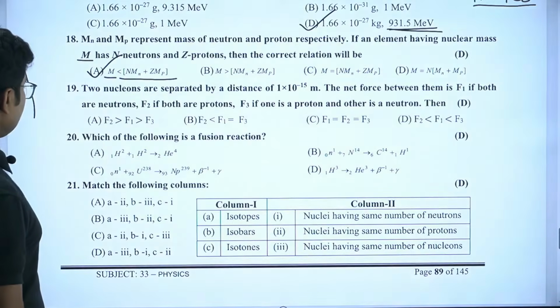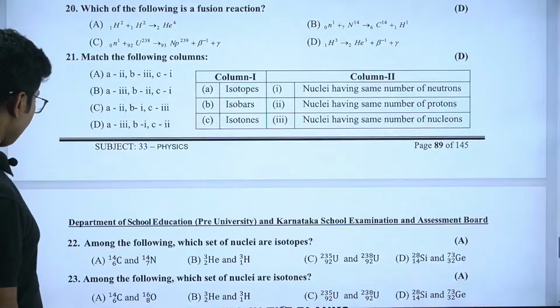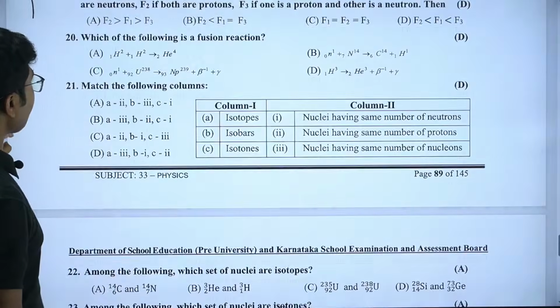Question number 19. This is last. Okay, we have how many questions? Oh, we have 25 questions in this chapter also.